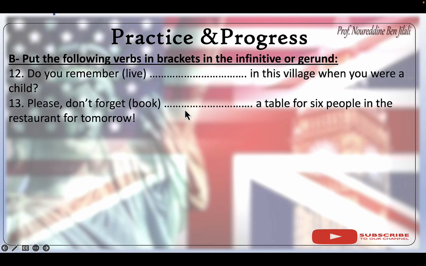Number 13. Please don't forget to book a table for 6 people in the restaurant for tomorrow. So forget here is a verb that accepts both gerund and infinitive with to, but here we are talking only about a certain period of time, which is tomorrow. So the correct form here is infinitive with to. Please don't forget to book a table for 2 people. Oh, I'm sorry, for 6 people in the restaurant for tomorrow.